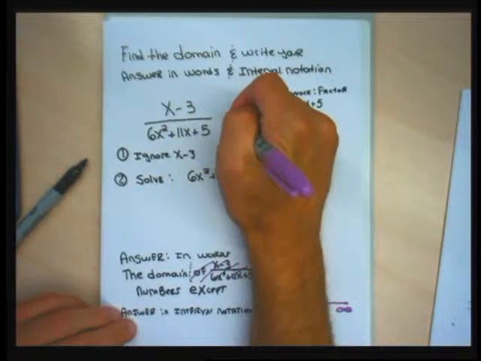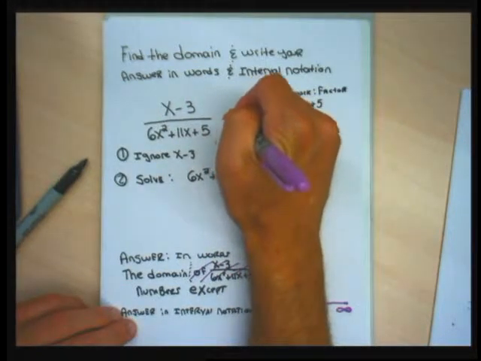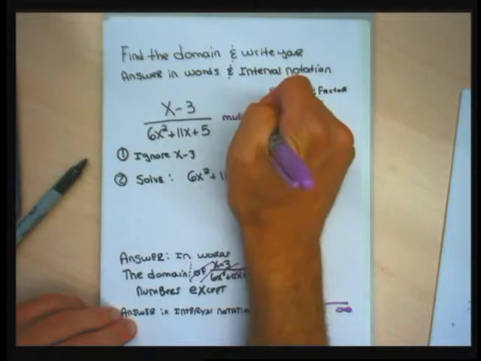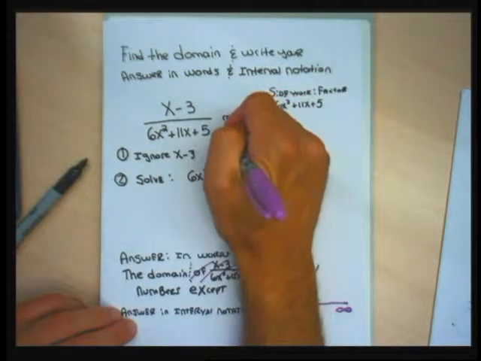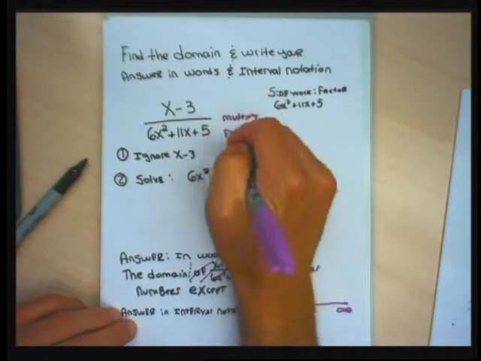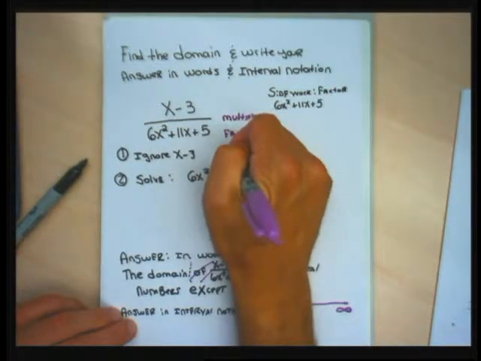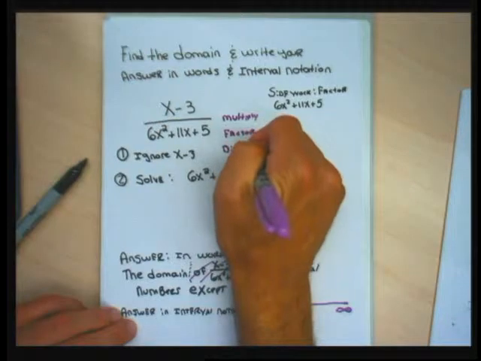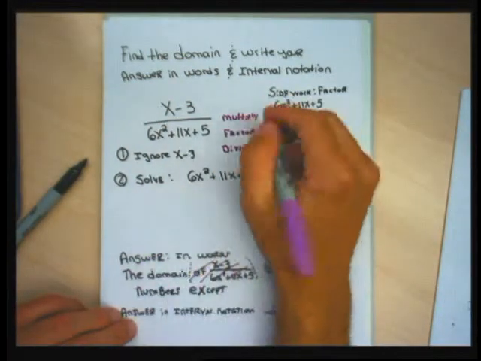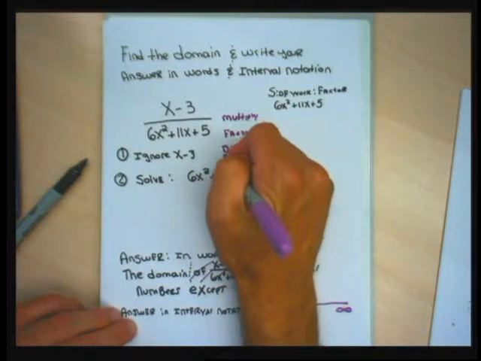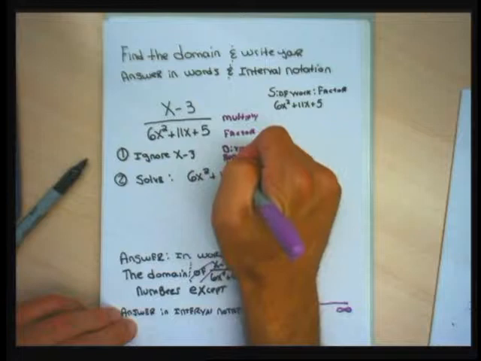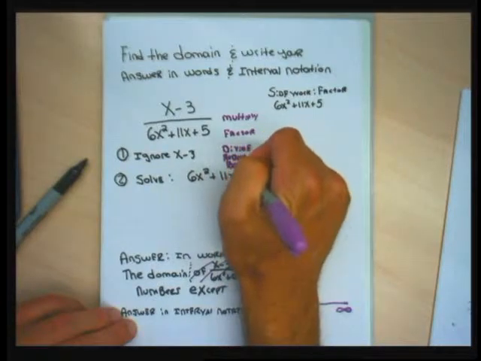So my steps for factoring this kind of problem are going to be: multiply first, factor, then divide, reduce, and bottoms up. So my goal is to break 6x squared plus 11x plus 5 into two parentheses that, if you FOILed them back out, would equal 6x squared plus 11x plus 5.